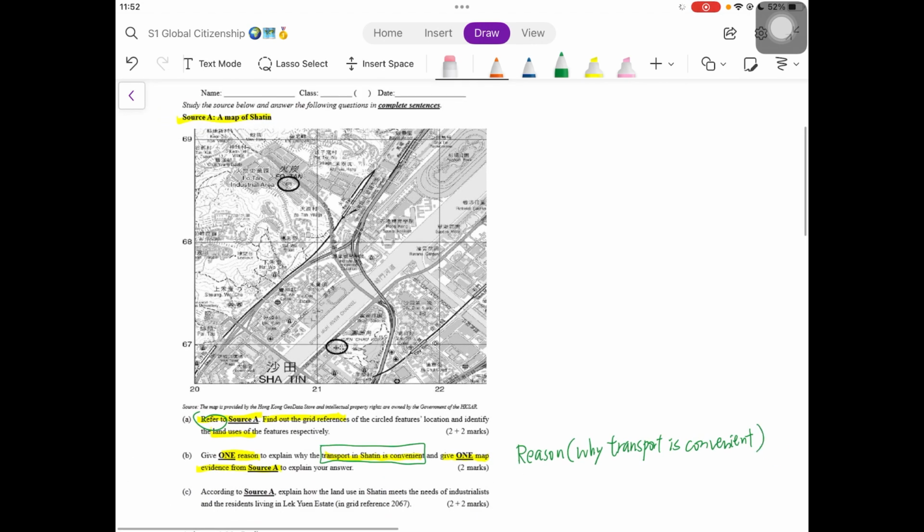Okay, so what have you noticed here? What are these? Is there something here? Try to look for the clues, and then you have a reason. For example, there are some types of transportation facilities, and then you have to give the example that you have located from the map, and then you have the reason why.